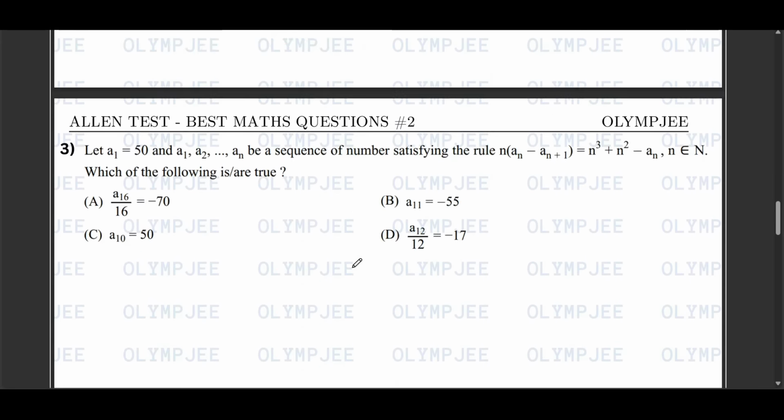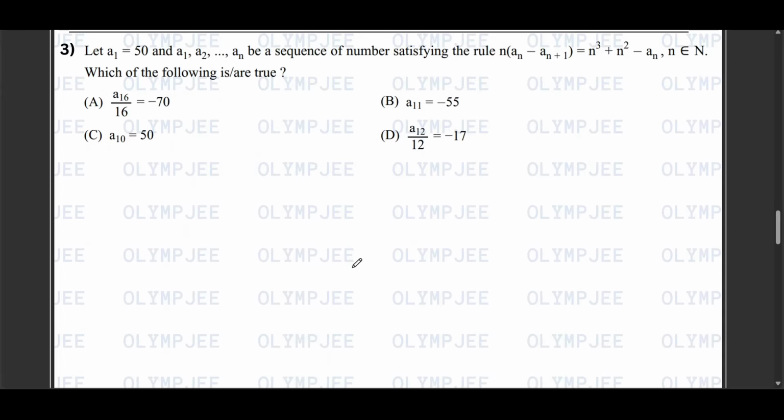So now let us move on to question 3. Question 3 says: let A1 be equal to 50, and A1, A2 till AN be a sequence of numbers satisfying the rule n multiplied by (AN minus AN plus 1) is equal to n cube plus n square minus AN for all n belonging to natural numbers. So which of the following is true? So they're asking for A16, A10, A11, something like that.